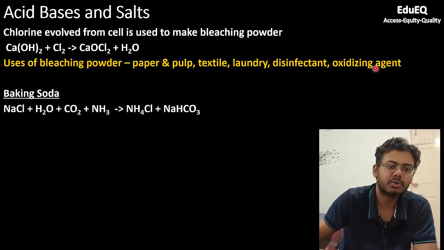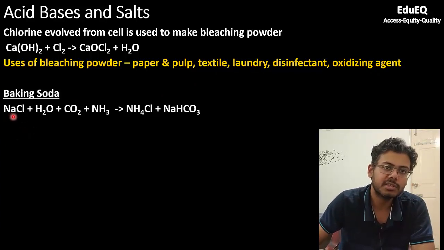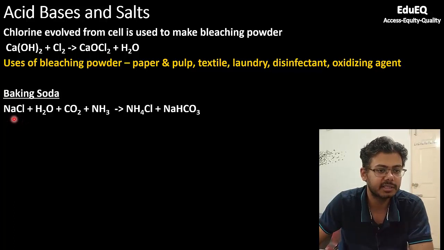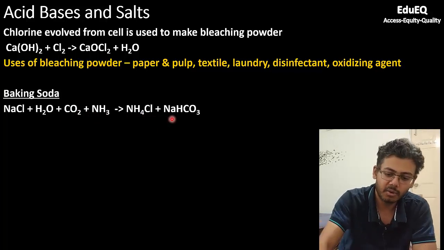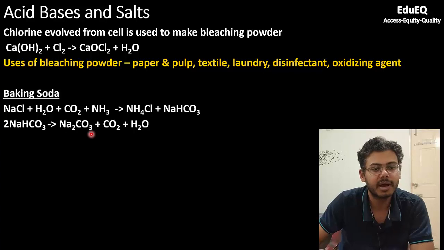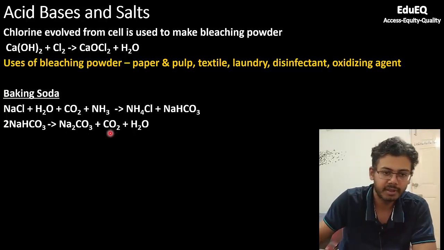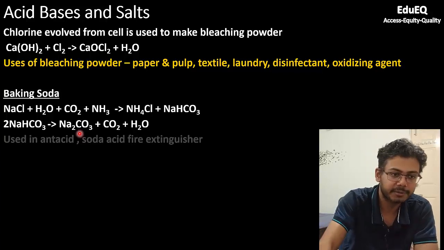Then baking soda is nothing but NaHCO3. So NaCl, which was used in making NaOH, is also a raw material used for making baking soda. When NaCl reacts with carbon dioxide and ammonia, it forms ammonium chloride and sodium bicarbonate. Now bicarbonate, when you further heat it, decomposes to form sodium carbonate and releases CO2. So that is the process by which we manufacture sodium carbonate.